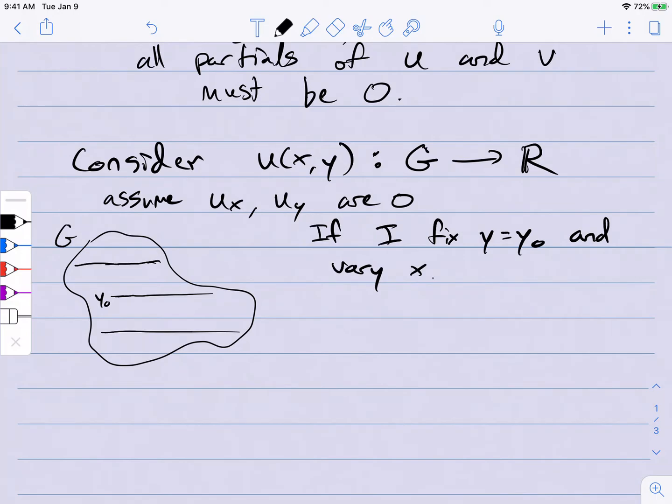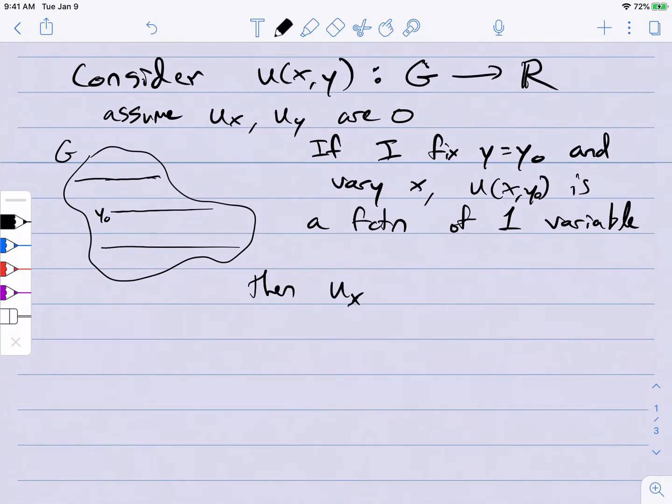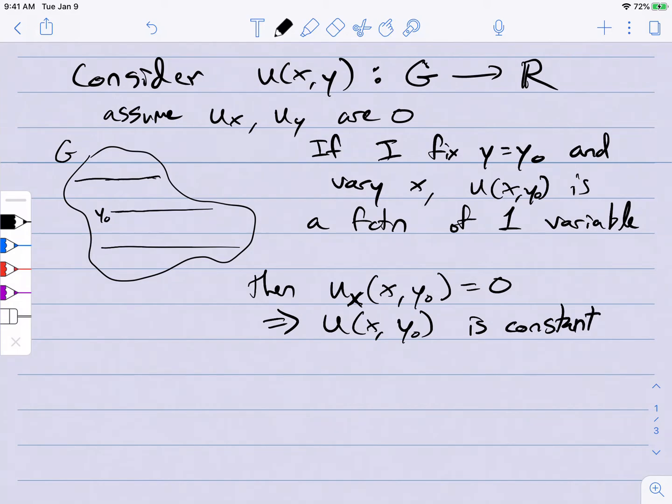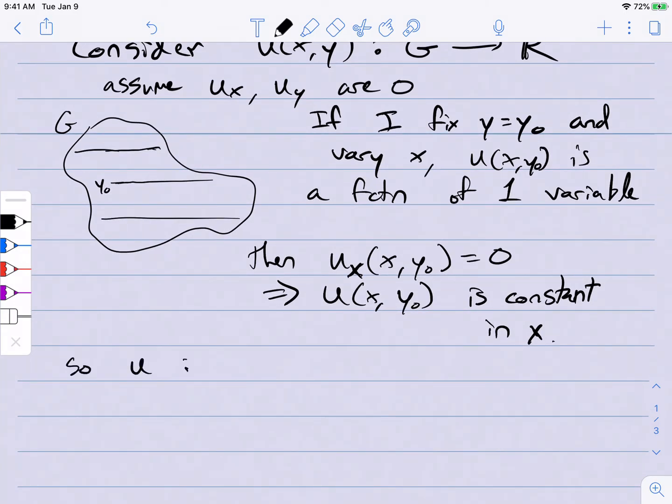Let me write what I was saying. So if I fix y, then u of x, y naught is a function of one variable, namely x. And then from regular single variable calculus, we know that if the derivative of this single variable function, which in this case is equal to the partial with respect to x, is equal to 0, that implies that u is constant. And in this case, we fixed the y naught value, so this is saying that this function is constant as I vary x. It's constant in x. Right? And what this means is u is constant along these horizontal paths.